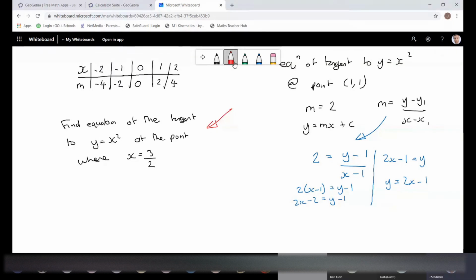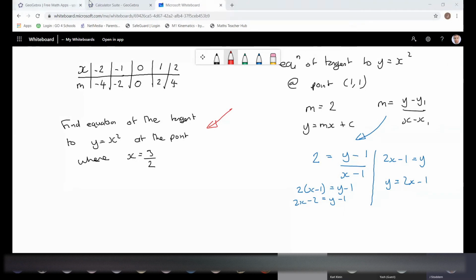Right, so let's have a little look at this then. I said if you want to find the equation of a straight line, you need two bits of information. You need the gradient and you need a point which it goes through. So can I please ask someone to tell me what is the gradient at the point when x equals 3/2?